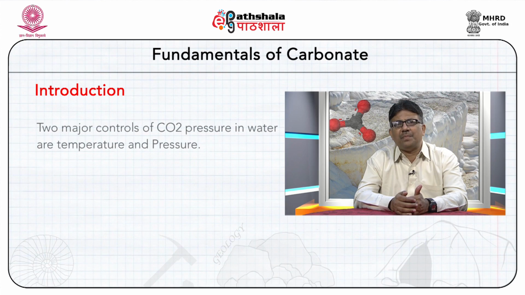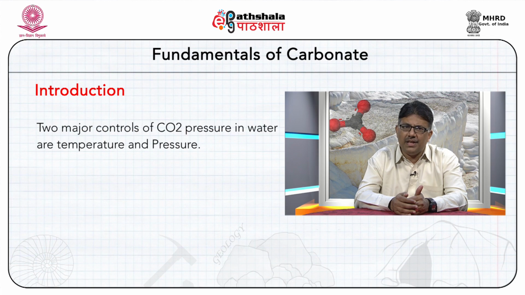Addition of carbon dioxide results in release of more hydrogen and thereby makes the water column acidic. Carbonates go into dissolution. If carbon dioxide is driven off, then reversal of the reaction encourages precipitation of carbonate. Two major controls of carbon dioxide pressure in water are temperature and pressure. Now, with increase in temperature, carbon dioxide bubbles up, escapes from the water column and helps in precipitation of carbonate. Conversely, decrease in temperature can hold more carbon dioxide in water column and trigger carbonate dissolution by retrograde solubility.